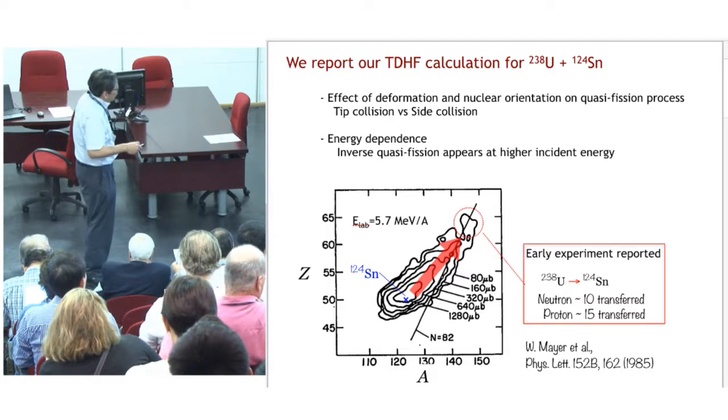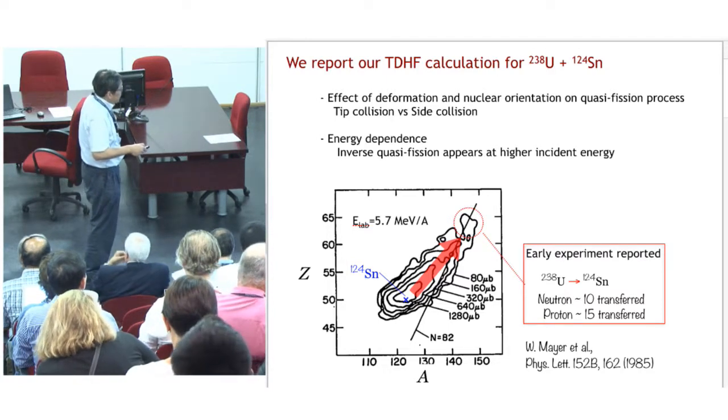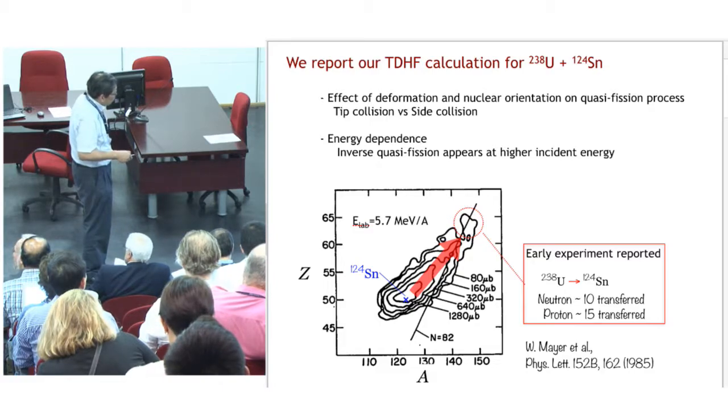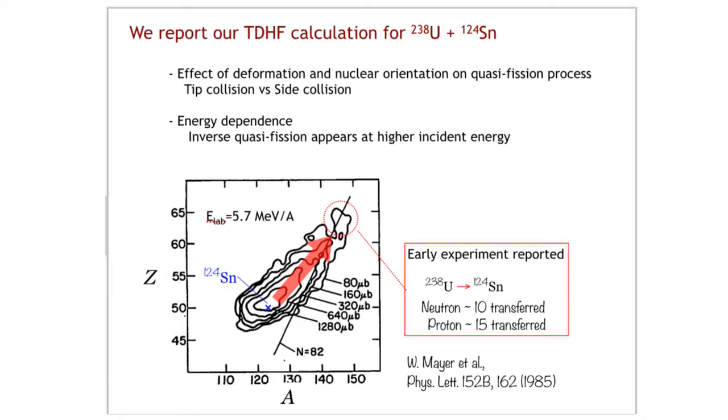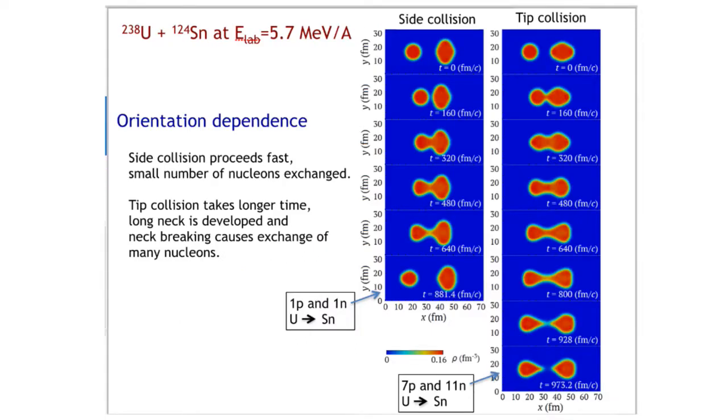Okay, for this system, there was a measurement of the cross-section about 30 years ago, and there was an observation of many-nucleon transfer from uranium to tin nuclei. The transfer of about 15 protons and 10 neutrons is seen in the measured cross-section. So let me show how the TDHF calculation describes such a collision.